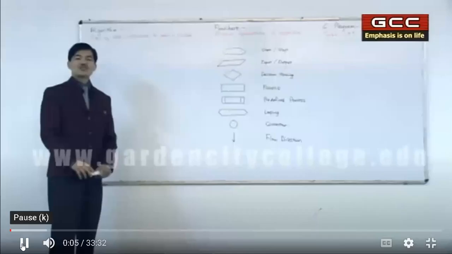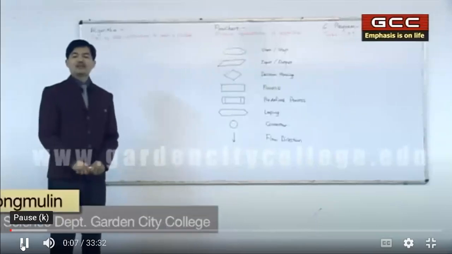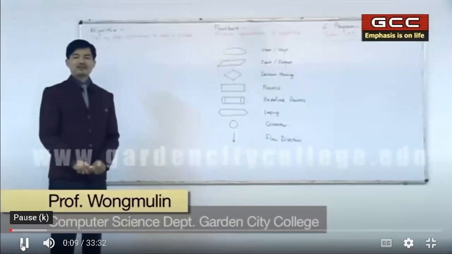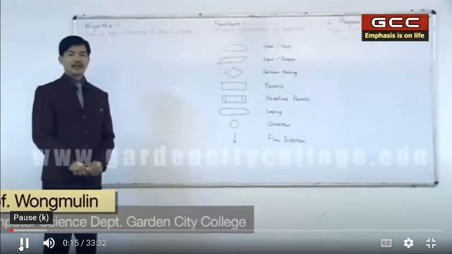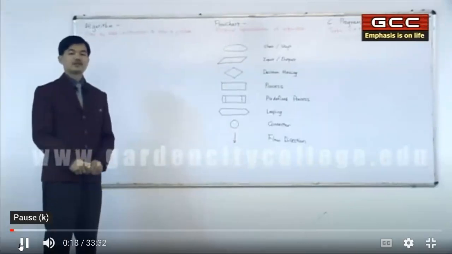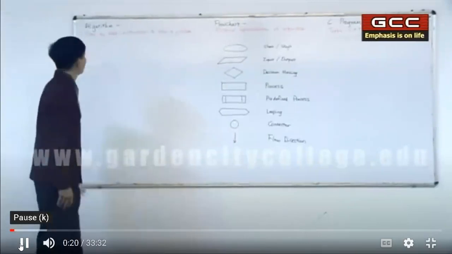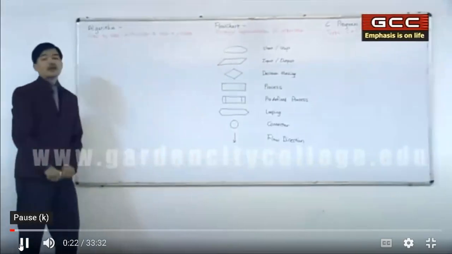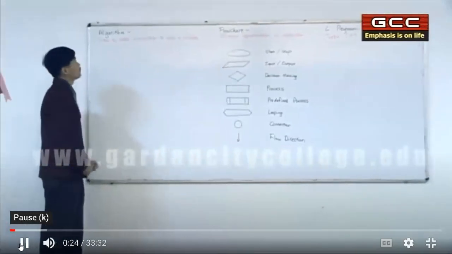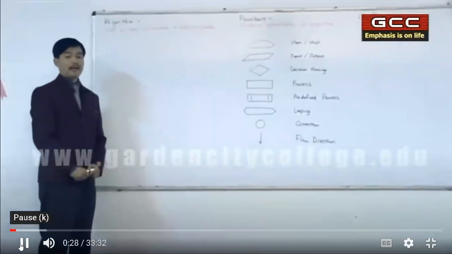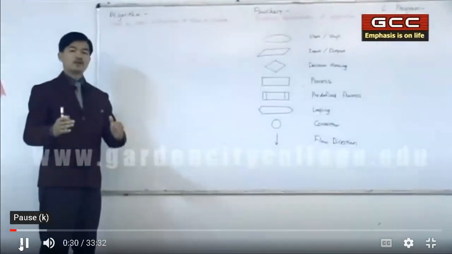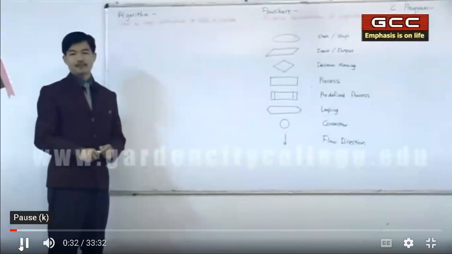Good afternoon, ladies and gentlemen. My name is Wong Mu Lin. I'm from the Computer Science Department, and today I would like to introduce to you the concepts of algorithm and flowchart, and then we convert them into C programs. First, what is an algorithm? It is a step-by-step instruction to solve a problem. Whatever problems we have, we can solve them step by step.